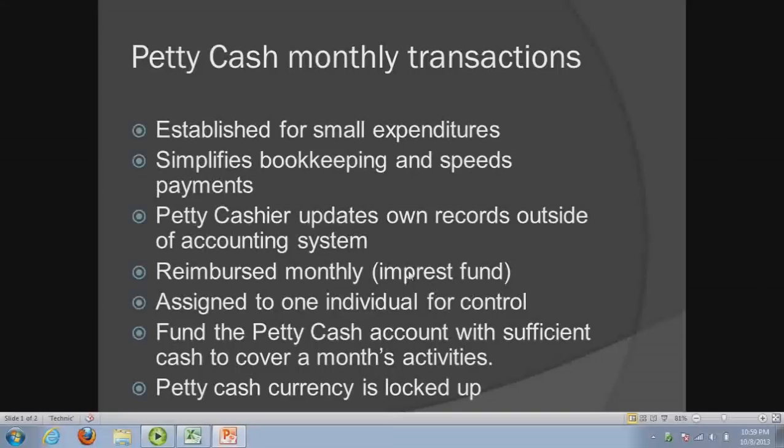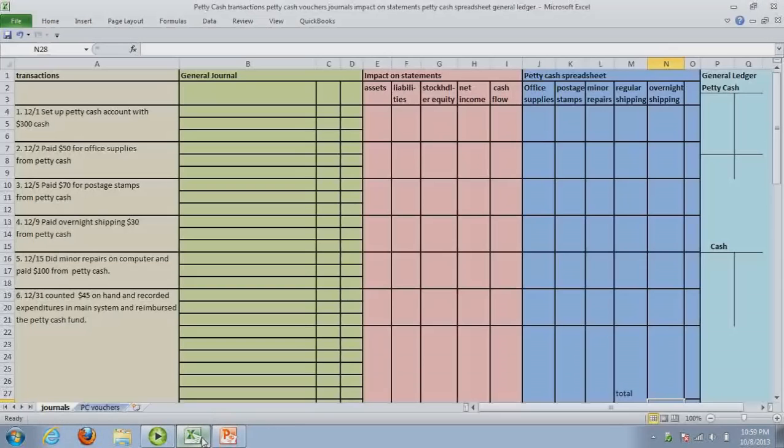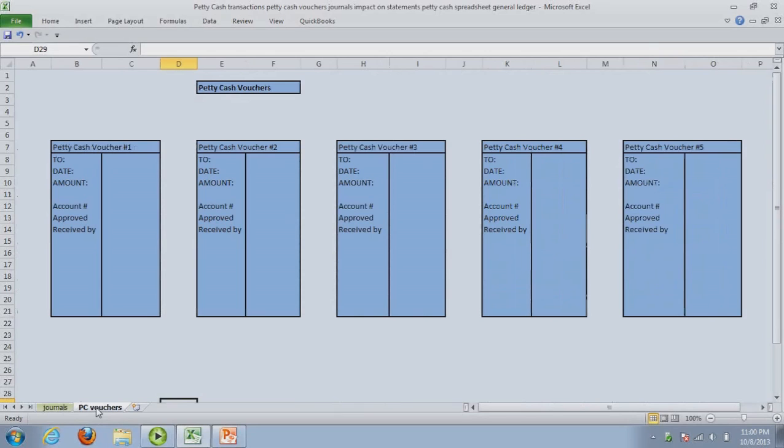So let's take a look at our short example that deals with petty cash. We have some transactions, and we're going to look at what goes into the main system, the general journal and the general ledger, and look at how that affects your income statement, balance sheet, and cash flow. And we'll also look at the petty cash spreadsheet, which is sort of the petty cashier's records, not the main system, and also petty cash vouchers that should be filled out each time an expenditure is made from the fund.